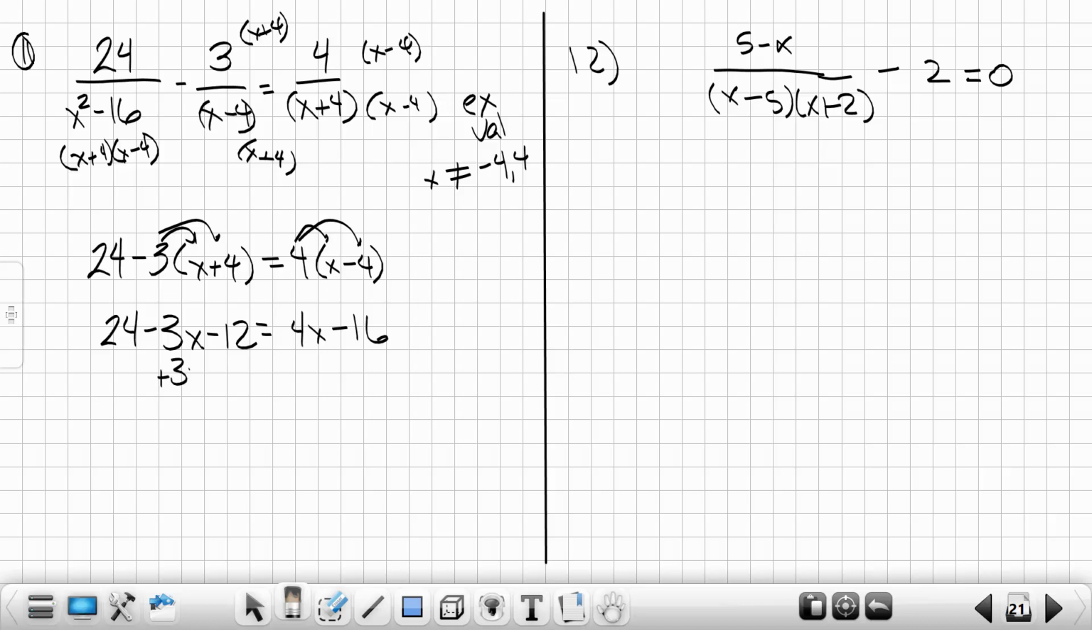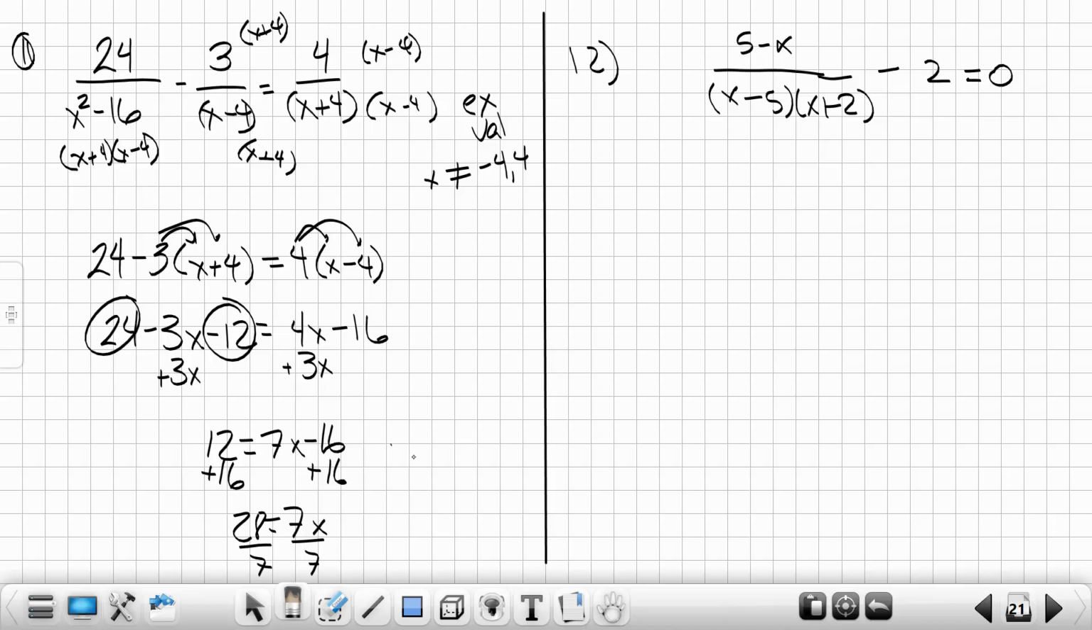Add 3x to both sides. Simplify, get 24 minus 12 is 12. 7x minus 16, add 16. 28 equals 7x, divide by 7. And x equals 4, but I said right up here, x cannot equal 4, so that does not work because of the excluded value, so there is no solution.